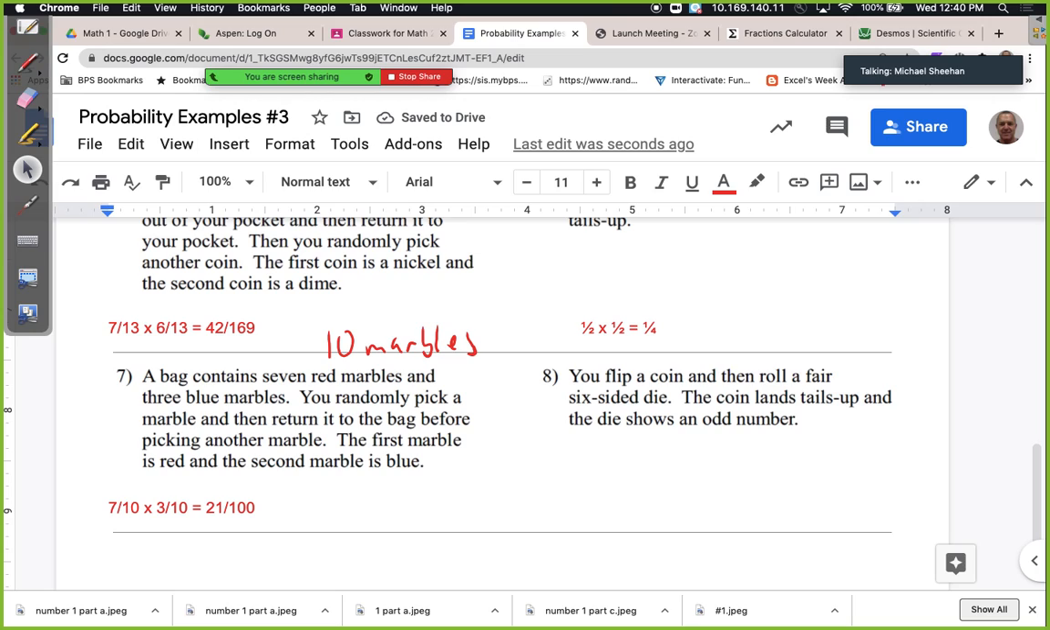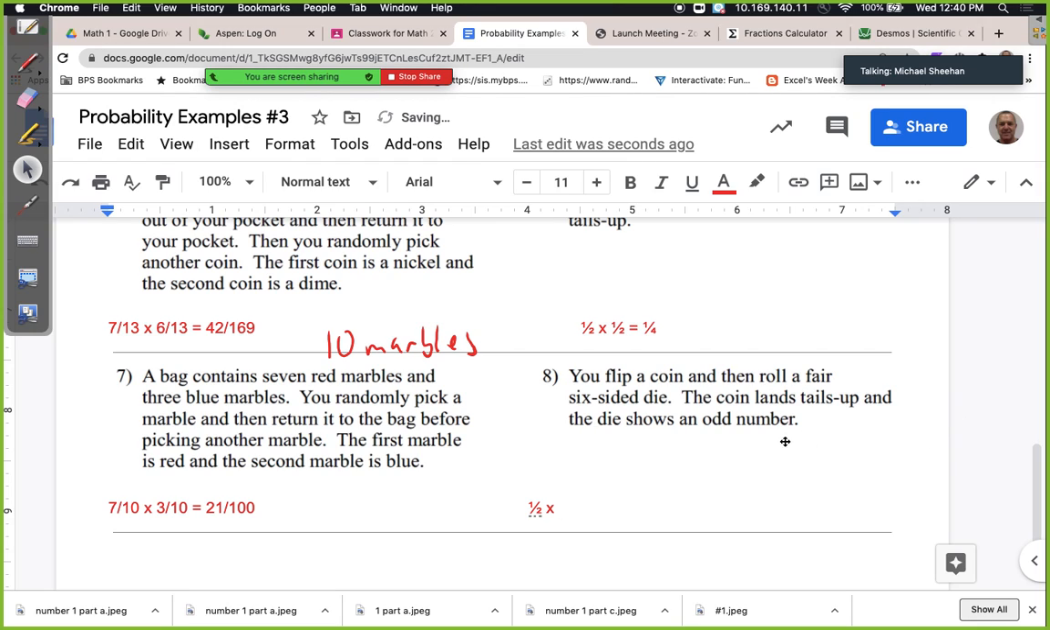All right, 8. I'm going to flip a coin and then I'm going to roll a dice. I want to get a tails on the coin and an odd number on the dice. What's the probability of getting a tails when I flip a coin? Anastasia, what's the probability of getting a tails when I flip a coin? 1 over 2. All right, 1 out of 2, yeah.